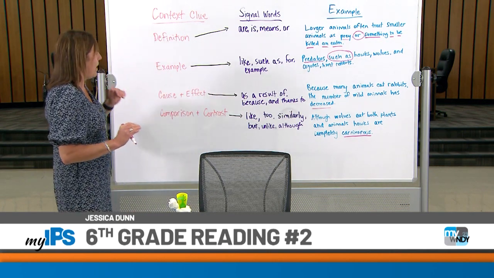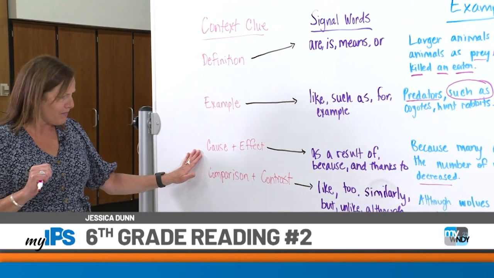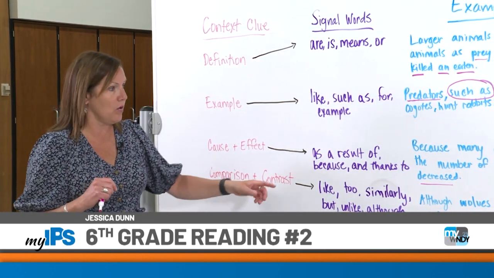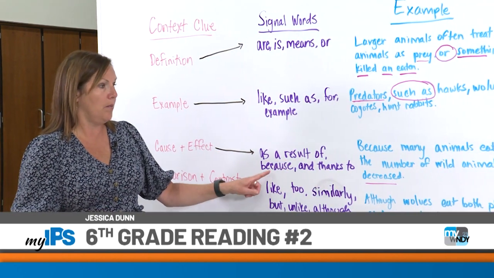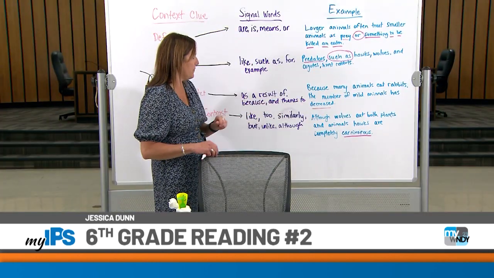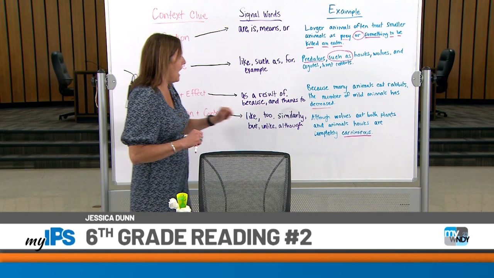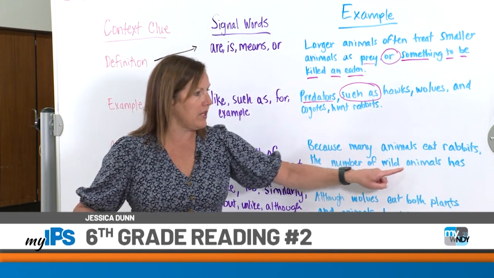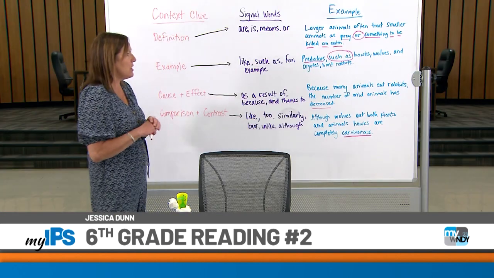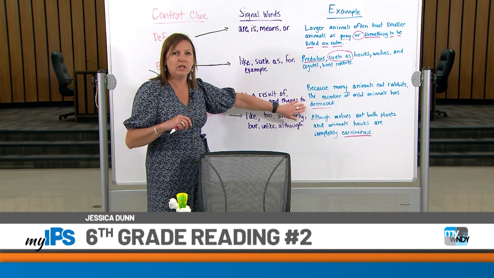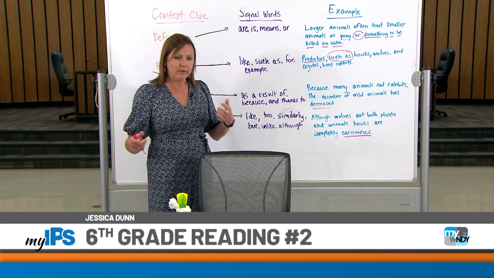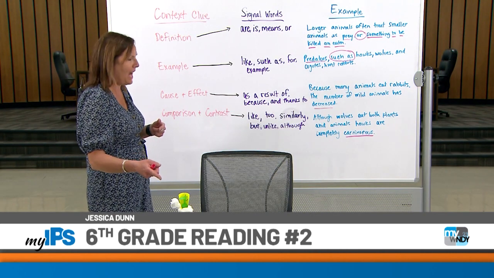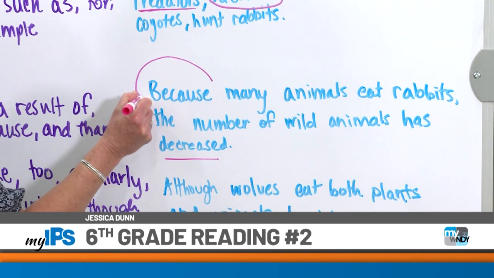The next type of context clue that we might find is what we call cause and effect. So signal words here might be as a result of, because, and thanks to. So in this next sentence, we have because many animals eat rabbits, the number of wild animals has decreased. So this is the word that we don't know, decreased. We don't know what decreased means. And so what we do, Jorge, do we see a signal word? You do. The signal word here, oh, you got it, because. Because is the signal word.